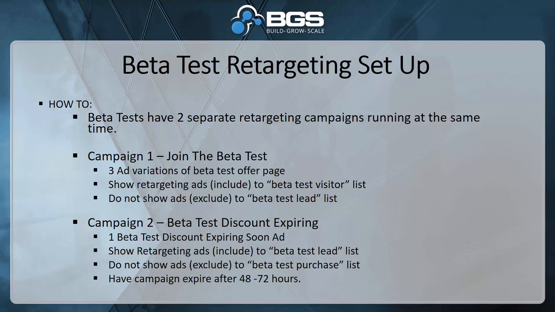And then you want to set this campaign 2 to expire after 48 to 72 hours, depending on how long you want it to run for. After that, you set it to expire, and that'll stop showing the ads. So it'll only show these people the ads for 2 to 3 days, okay? This is how you get the beta test going. So the beta test has 2 separate campaigns that are completely automated, running all the time.